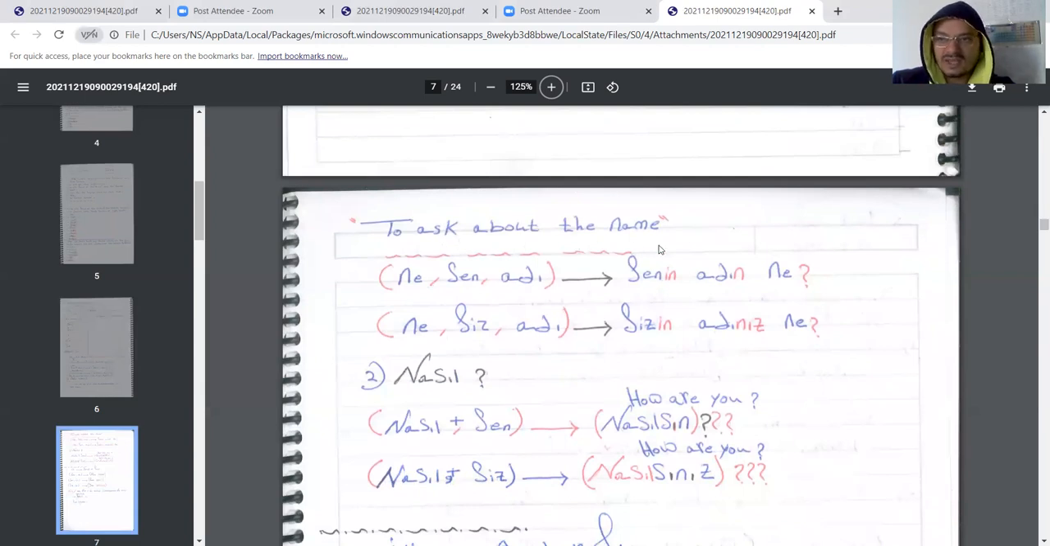To ask about the name, we use ne. What is your name? We learned how we can say your name, senin adın. And after that, we can put the question tool. Senin adın ne? What's your name? Sizin adınız ne? What's your name, if you want to show your respect.